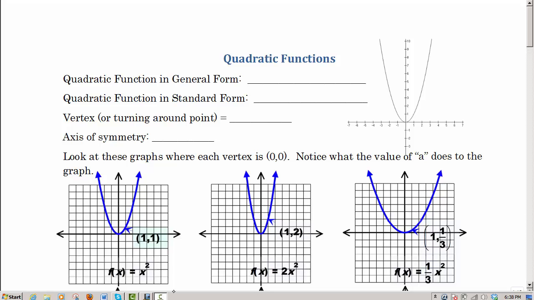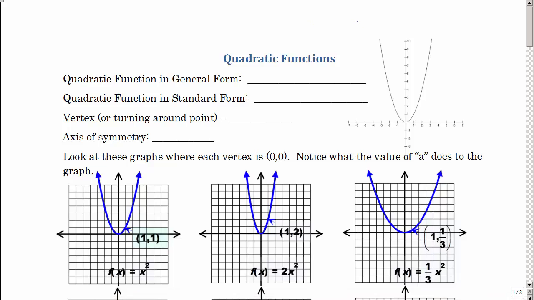In this lesson, we will be looking at quadratic functions, otherwise known as parabolas. They give us a curve right here, and as you can see, they are symmetrical, meaning that they are the same on one side as the other. We have some equations that we write.